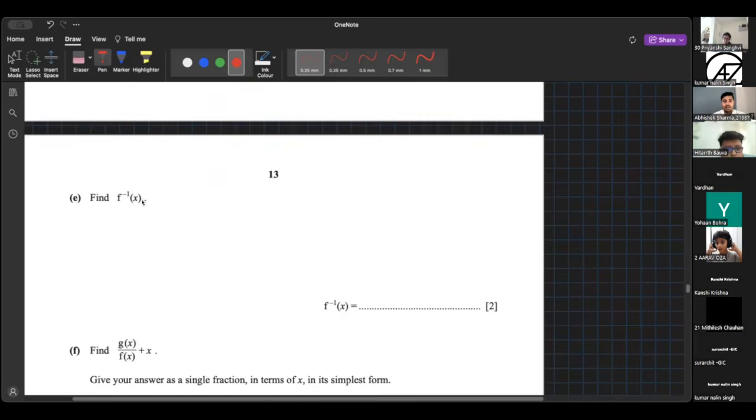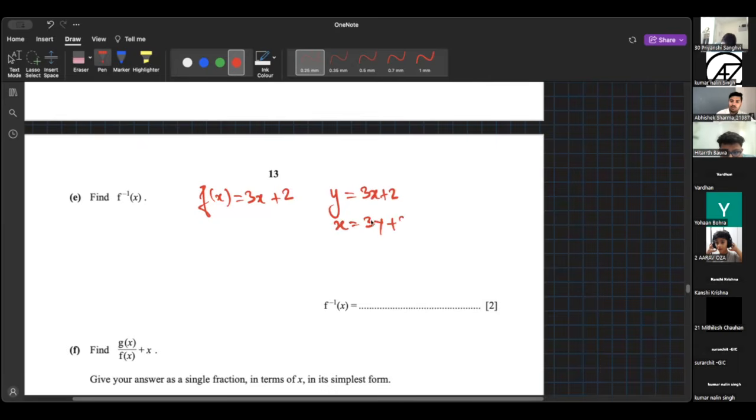Moving on. F inverse of x. F of x is 3x plus 2. Step 1, write it as y function. Y equals to 3x plus 2. Swap the variable. Write x equals to 3y plus 2. Make y the subject of the equation now. So x minus 2 equals to 3y. So y equals to x minus 2 upon 3. And that's your inverse function. X minus 2 upon 3. Clear?